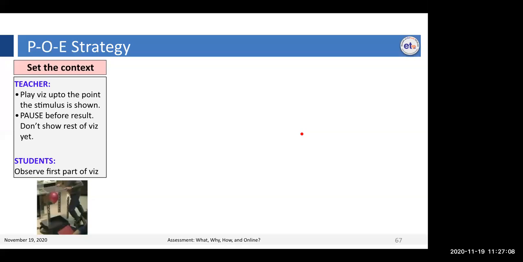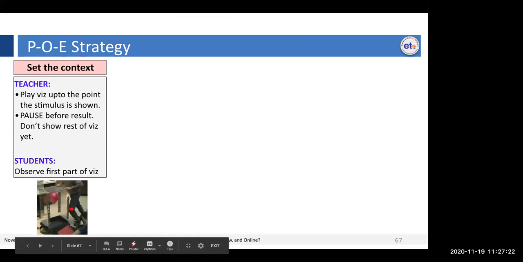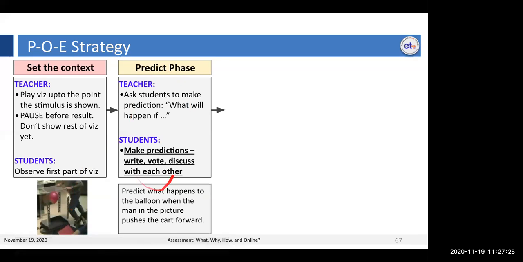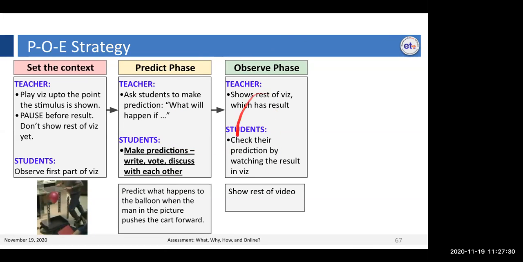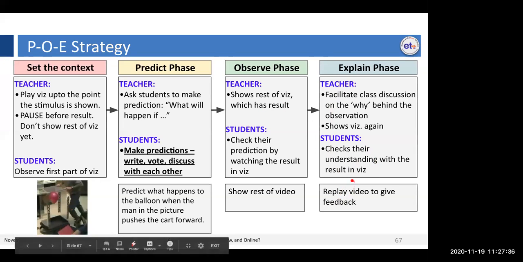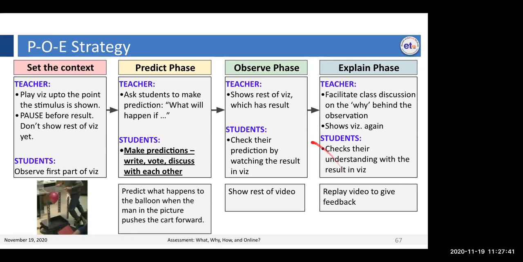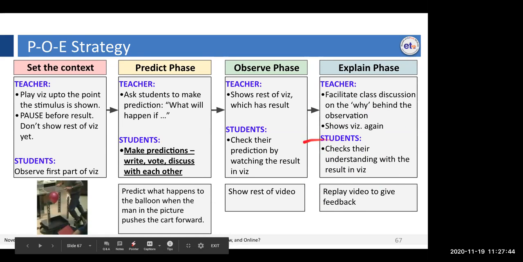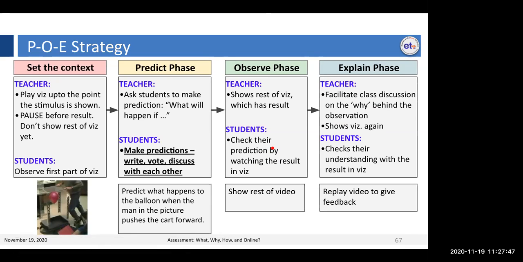So again, in a similar way, I tried to use the predict, observe, explain strategy. I did not explain it at the moment. This was for demonstration purposes. I set the context by showing the image and asking a question where you had to predict what will happen to the balloon, and then by showing the visualization, students actually observe. The explanation part I'm leaving to you. I'm not conducting a discussion because we're not going to take much time on that. So you can verify your thought and use similar activities for engaging students in your own subject.